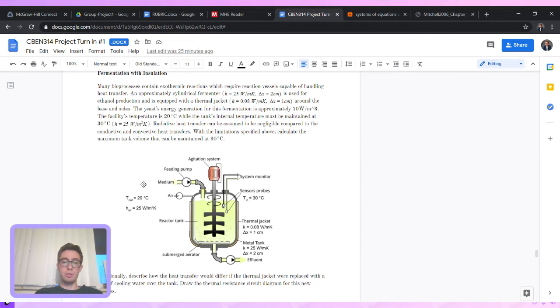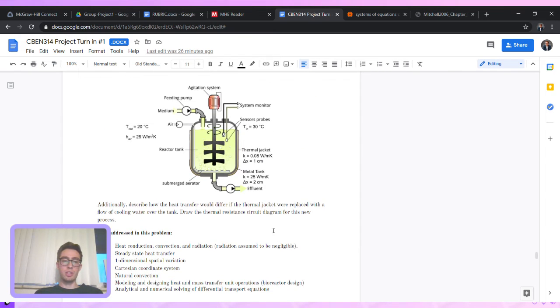Additionally, I ask you how to describe the heat transfer if the thermal jacket were replaced with a heat exchanger, like cooling flow over the exterior of the tank. And I included this because it's pretty common for these fermentation bioreactors to include something like that. And so basically, instead of this thermal jacket heat conduction term, this would instead be a heat convection term, which would help you solve the problem pretty similarly.